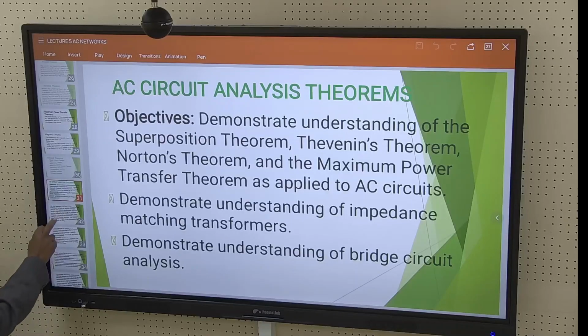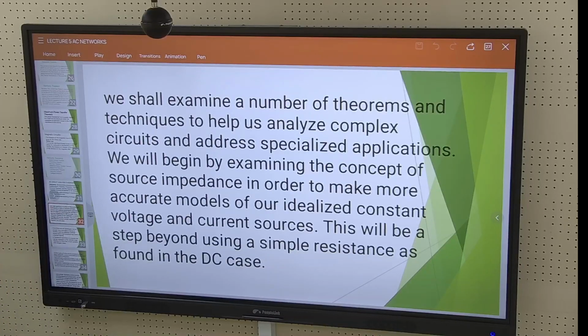This is a part of the research they did, but according to this lecture, we are not going to cover all of this. We shall examine a number of theorems and techniques to help us analyze complex circuits and address specialized applications. We begin to examine the concept of source independence and zero to make more accurate models of our idealized constant voltage and current sources. This will be a step beyond using the simple resistance as found in the DC cases.